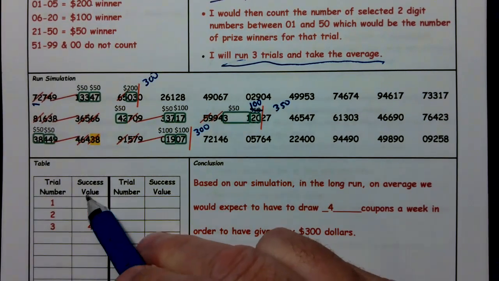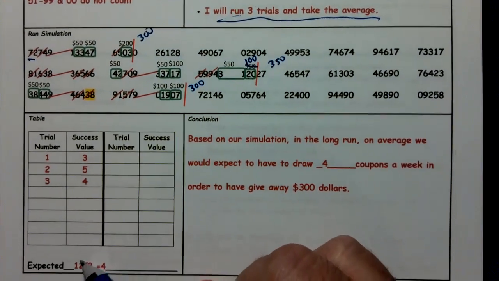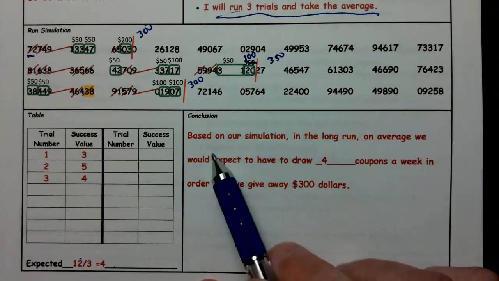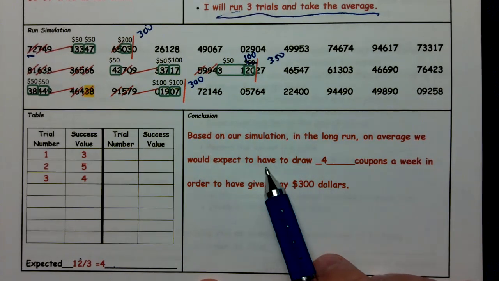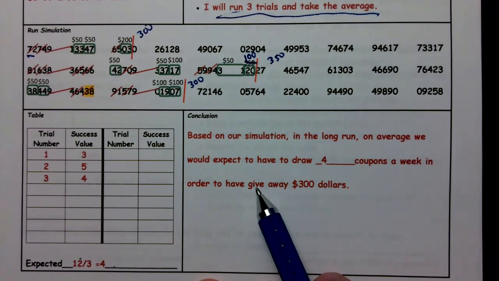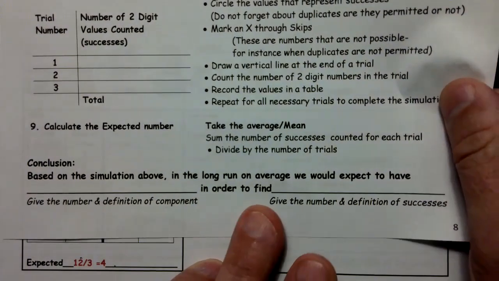When I add those up, 3 plus 5 is 8, plus 4 is 12. I divided it by the number of trials, and 12 divided by 3 is 4. So based on my simulation, I expect to have 4 winners. So based on our simulation, in the long run, on average, we would expect to draw 4 coupons a week in order to give away 300 or more dollars. Well, that's where that came from.